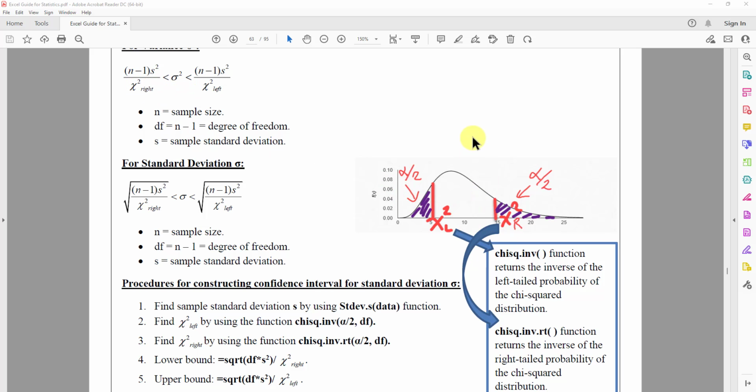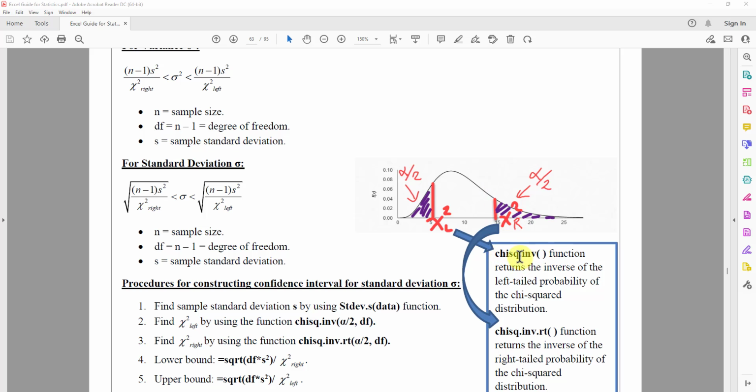Okay, so we have the functions. Now we are given the area. We can find the left and the right chi-square by using the inverse chi-square function. Again, on the left tail, we have alpha over 2. And on the right tail, we also have the value of alpha over 2 for the area under the curve. The left chi-square is from the left side and the right chi-square is coming from the right side.